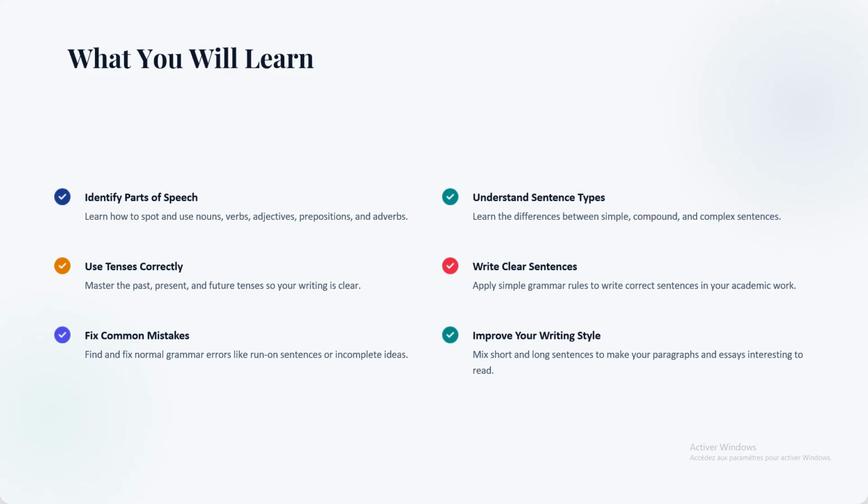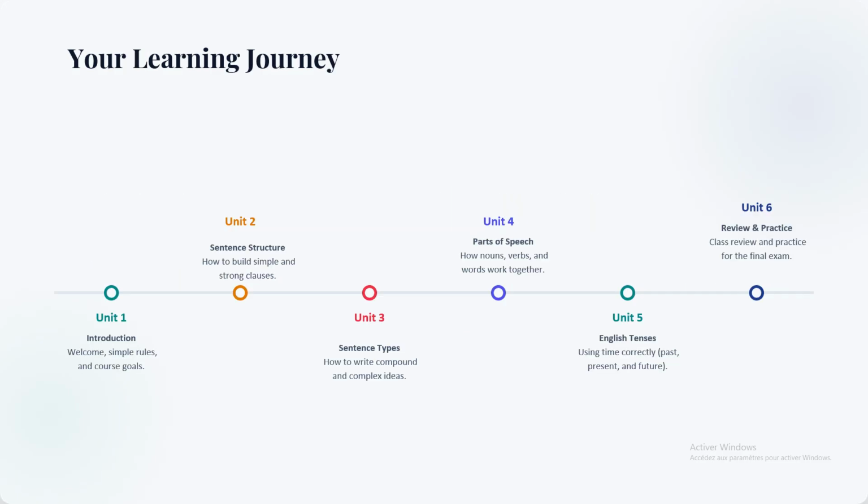Fourth, understand sentence types. Learn the differences between simple, compound, and complex sentences. Fifth, write clear sentences. Apply simple grammar rules to write complete sentences in your academic work. Sixth and final one is to improve your writing style. Mix short and long sentences to make your paragraphs and essays interesting to read.